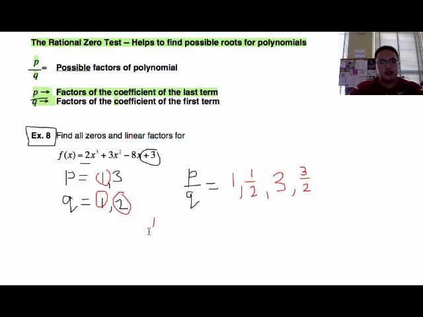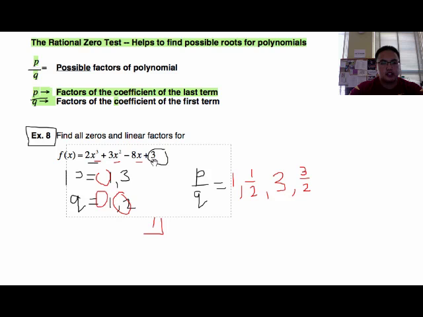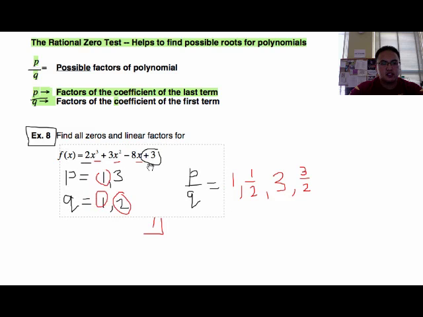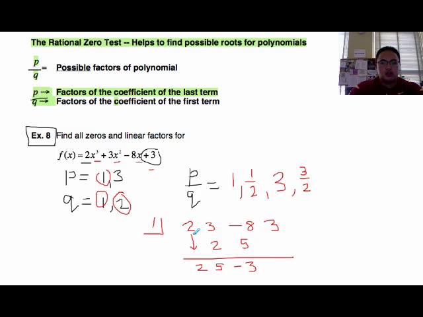So let's do this. I'm going to do synthetic division. I'll start with 1. Do you see how all the numbers are accounted for? I have x to the third, x squared, regular x, no x. Sorry, no x. So let's put in 2, 3, negative 8, and 3. I'll drop this 2, multiply, 1 times 2 is 2. 3 plus 2 is 5. 1 times 5 is 5. Negative 8 plus 5 is negative 3. 1 times negative 3 is negative 3. And 3 plus negative 3 is 0.